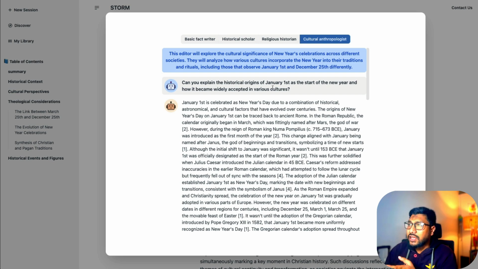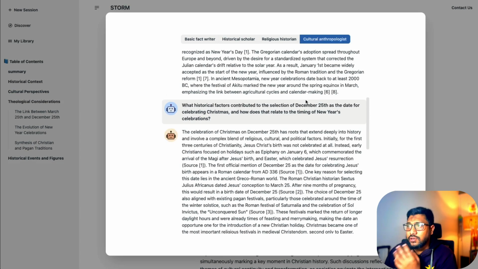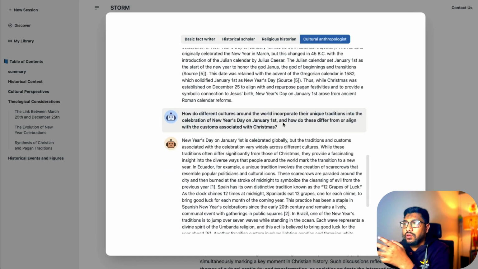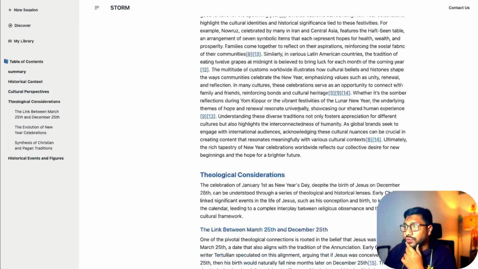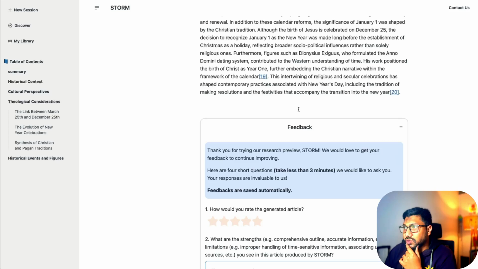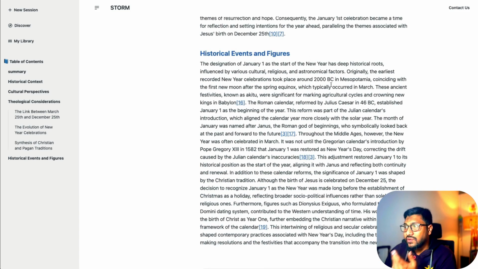The question is, can you explain the historical origin? Okay, fine. Historical factors contributed to the selection of December 25 as a date for celebrating Christmas. How does it relate to the timing of New Year celebration? Okay, then different cultures. Very interesting perspective, to be honest. Now, if you see all these things, you can finally go see the historical events and figures, what kind of things happened. So you have got Pope Gregory 13, probably.